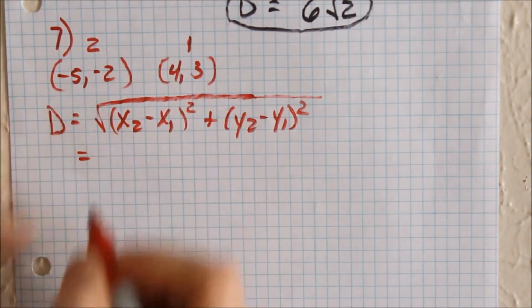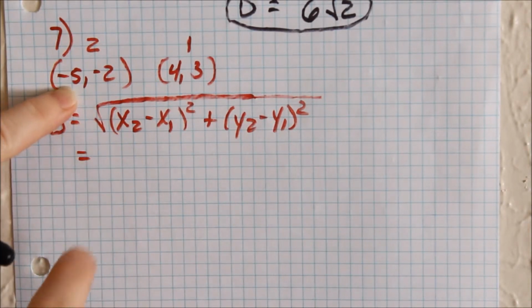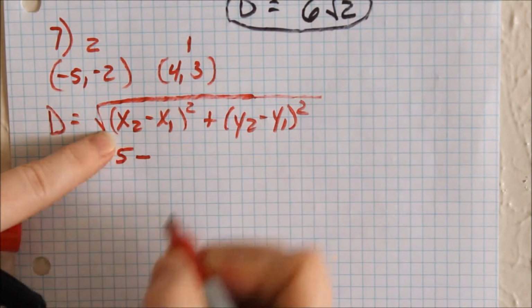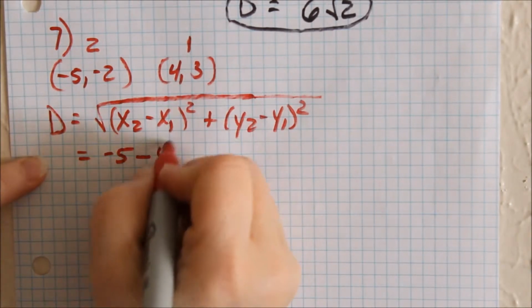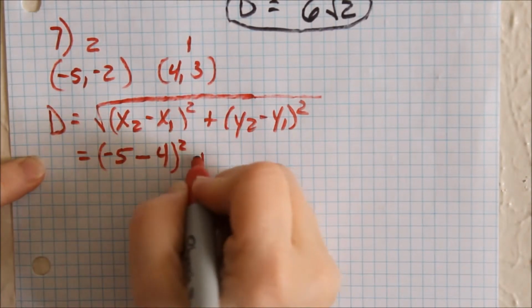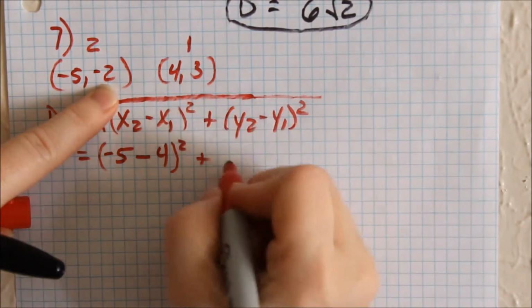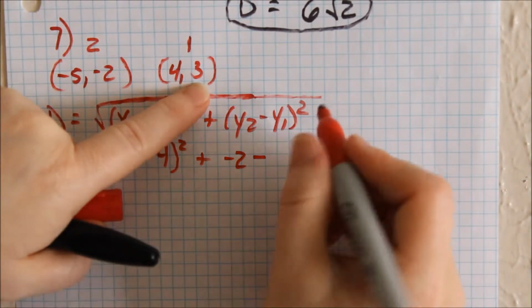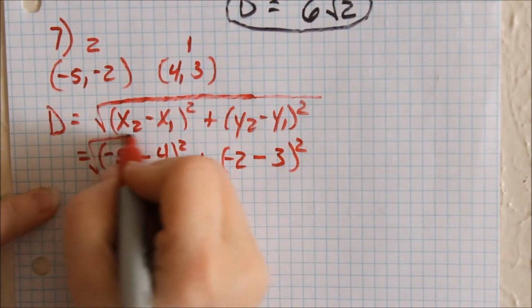So let's plug in what we know. We're going to call this point 2. So my x value from point 2 is -5. The formula is a minus. My x coordinate from point 1 is a 4. So we're going to square that plus my y value from point 2, -2, minus, because the formula is a minus, my y value from point 1 is 3. Square that, then we take the square root.